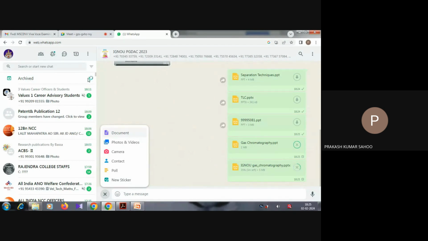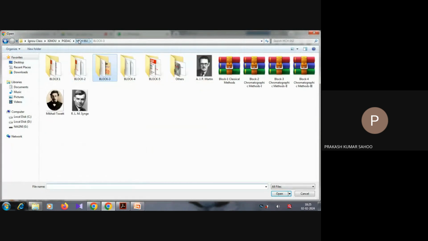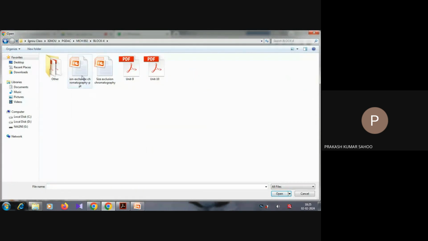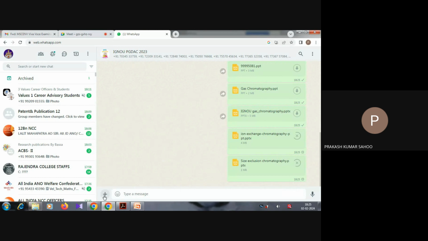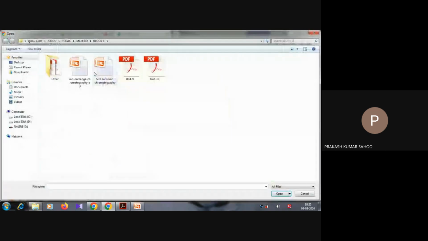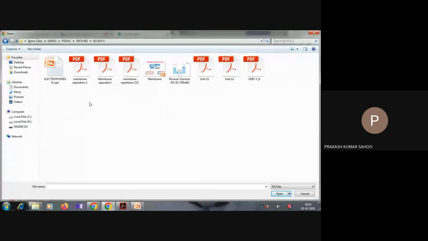This is your HPLC and gas chromatography. Block 3 is event, block 4 is ion exchange and size exclusion. Then from block 5, it is membrane separation and electrophoresis.